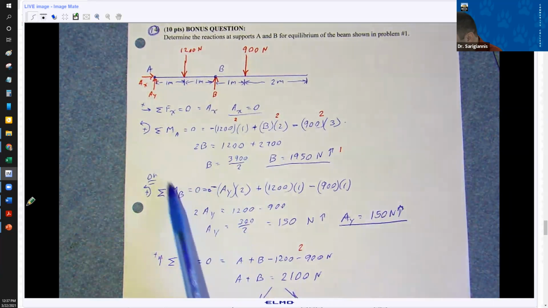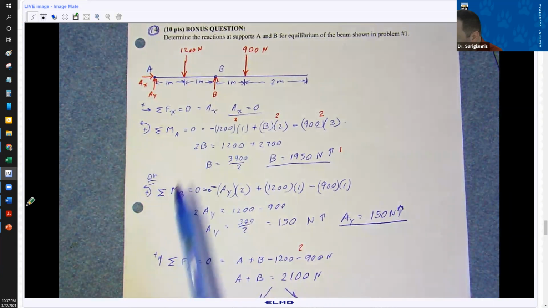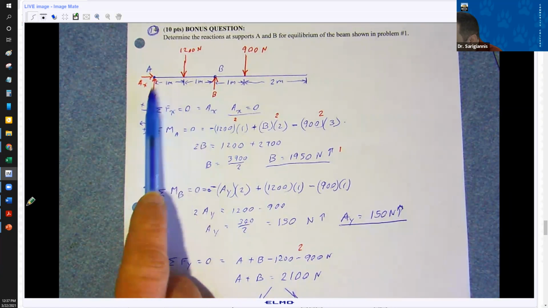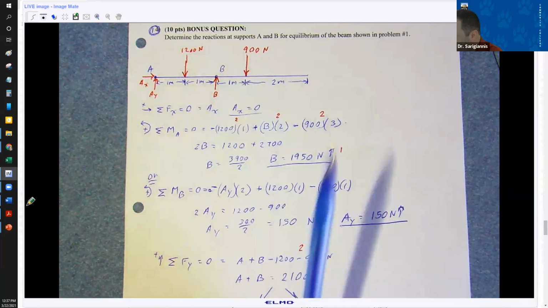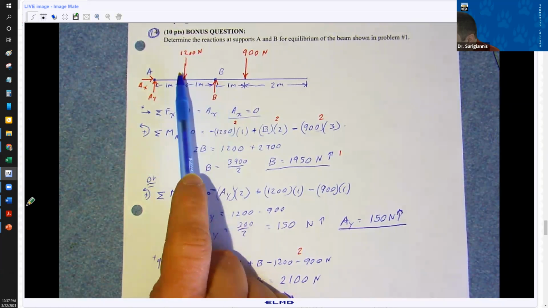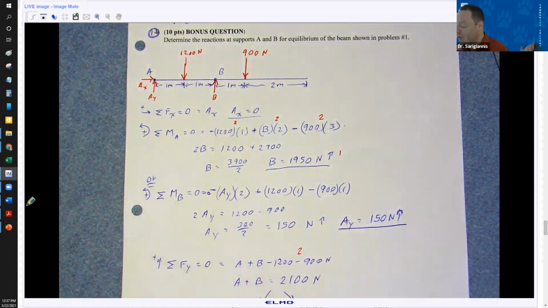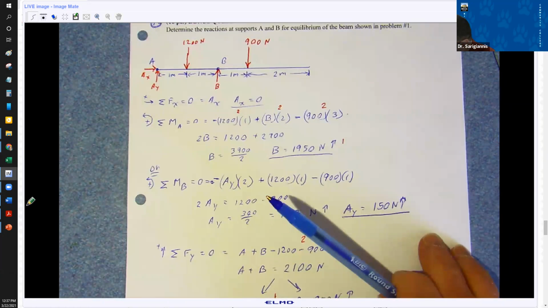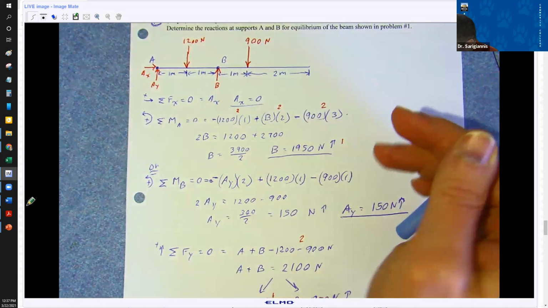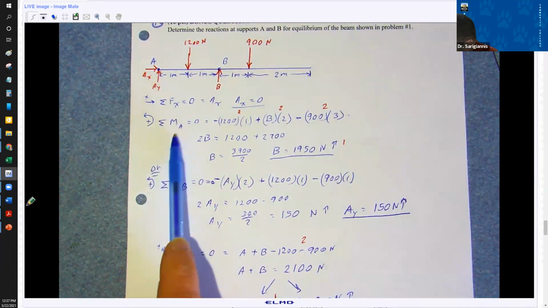The first thing you do is you do one of the two, sum of the moments about A or B. Because what happens here? We've got two unknown forces in the y direction and two known forces in the y direction. If we do sum of the forces in y, we're going to get Ay plus B minus 1200 minus 900 equals 0. And that doesn't tell us anything. We've got two unknowns. So we've got to know one of them. So we can first start with sum of the moments about A equals 0.